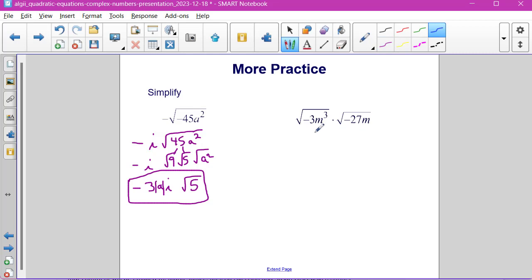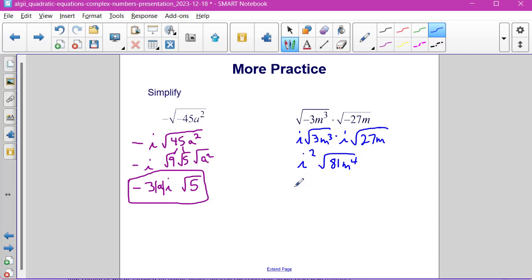Now let's look at the next one. We have the square root of the quantity negative 3m to the third power times the square root of the quantity negative 27m. We're going to begin by first bringing the i's out. So we have i times the square root of 3m to the third, and we also have another i times the square root of 27m. So we have i times i, which is i squared. And now we can multiply our radicands together. So that'll be the square root of 81m to the fourth.